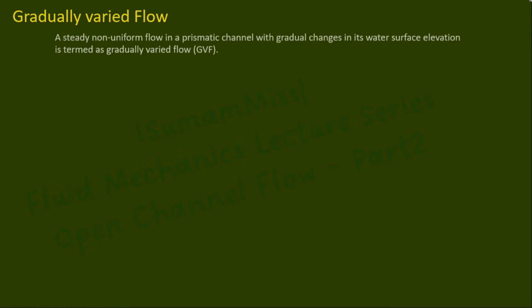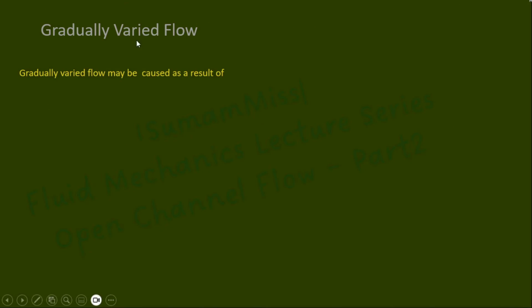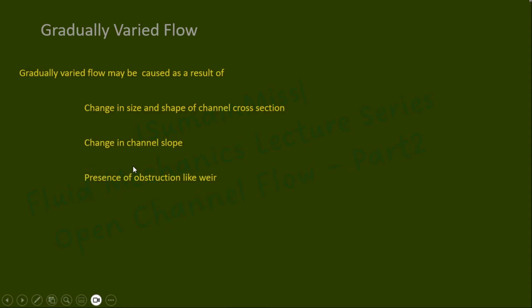So gradually varied flow, as we had discussed earlier, is a steady non-uniform flow in a prismatic channel with gradual changes in its water surface elevation. Gradually varied flow may be caused as a result of the change in size and shape of the cross-section of the channel, change in bed slope, obstruction in the direction of the flow, that means due to the construction of a weir or dam in the flow direction, and change of roughness or change of frictional force at boundaries. So these are the main reasons which cause gradually varied flow.